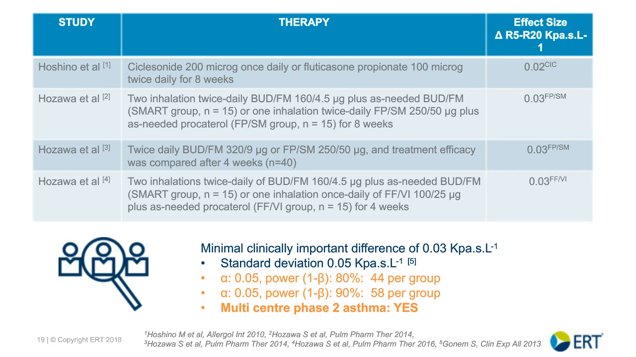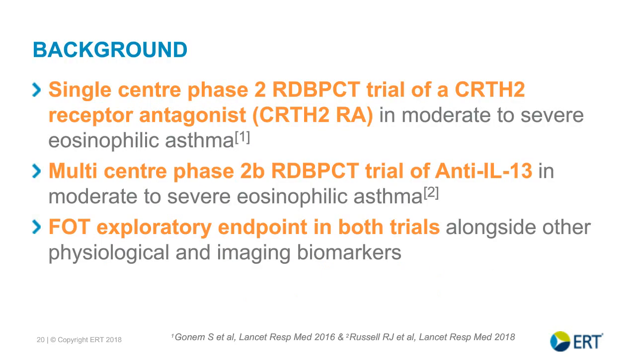So if you were to conduct a multi-centre phase 2 asthma trial, you were to power it at between 80 and 90%, with an alpha of 0.05, you'd need between 45 and 60 patients per arm to be powered for R5-R20 as an exploratory endpoint. And so we went back and looked at 2 published RCTs in this area.